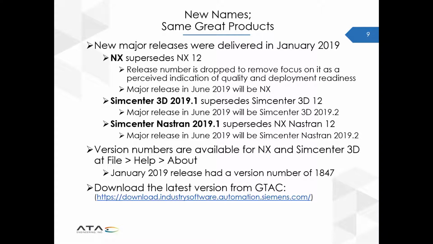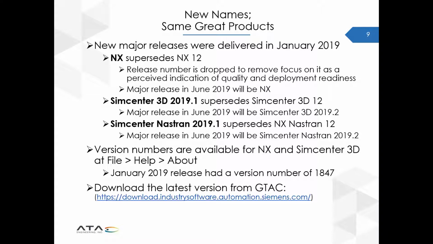On the other hand, Simcenter 3D 12 has been followed up by Simcenter 3D 2019.1. So we've gone from version 11, version 12 to now 2019.1. And the next major release is expected in June of 2019 and will be Simcenter Nastran, or Simcenter 3D 2019.2. And then finally, we have Simcenter Nastran 2019.1 superseding NX Nastran 12. So we've gone from the 10, 11, 12 to 2019.1 release name, and then we've also gone from NX Nastran to Simcenter Nastran, which makes sense in the context of the Simcenter portfolio. And then similarly, the next major release is expected in June of 2019, and that will be Simcenter Nastran 2019.2.